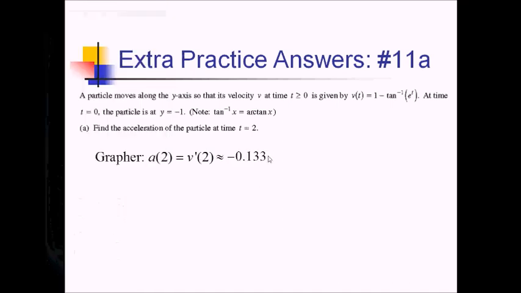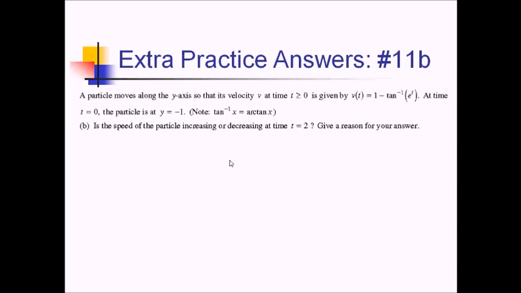And they didn't give us any units on this problem, so we don't have to worry about giving them any units back. For this part of the problem, they want to know if the speed of the particle described up here is increasing or decreasing at time 2. So with speed, we have to compare the signs of velocity and acceleration at time 2.